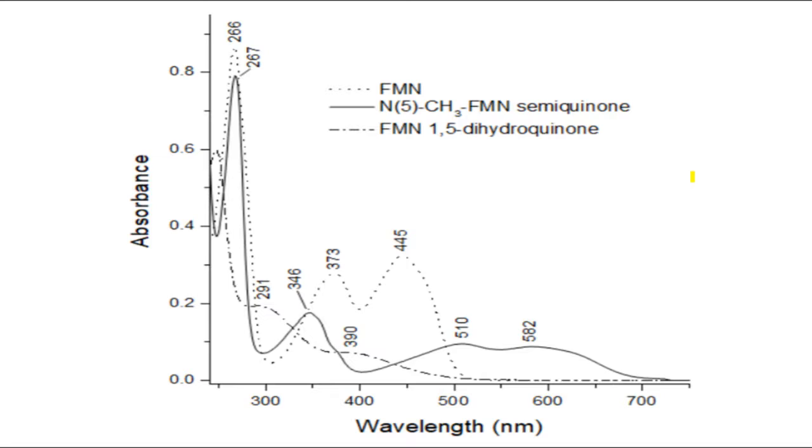Here we have three different species of what's almost the same thing. It's flavin mononucleotide. Never mind all that. There are 3 species of something that's almost the same. If you want to know, it's FMN. There's the N5 methyl FMN. Here's dihydroquinone FMN, but they're all FMN. And you can use what they call spectroscopy, the spectrophotometer, to differentiate between them.